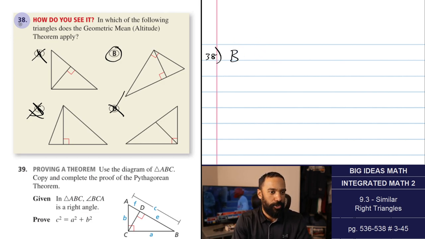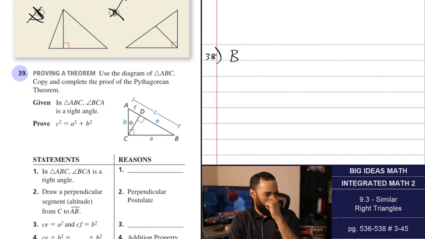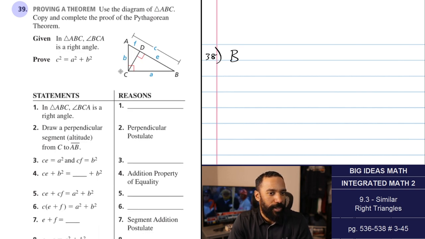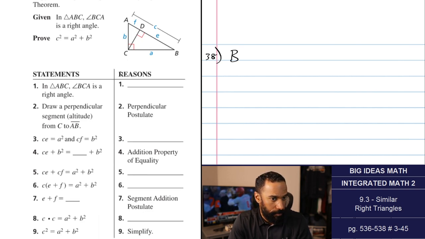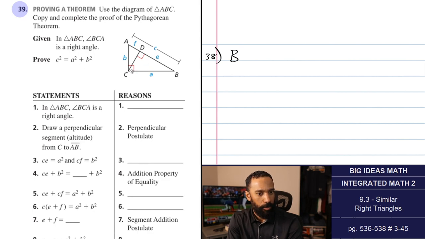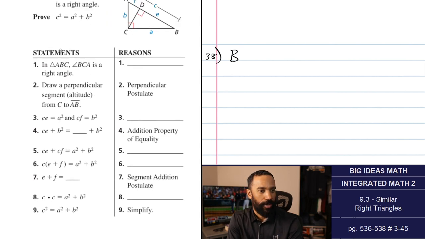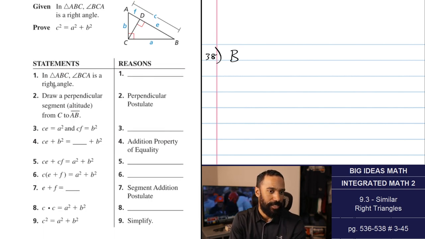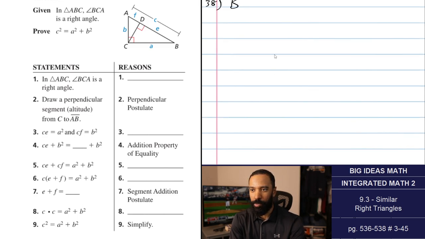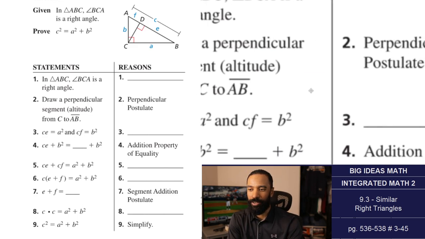Number 39. Oh, we've got to do a proof. Proving a theorem. Use the diagram of triangle ABC. They have it kind of pre-made, though. Copy and complete the proof of the Pythagorean theorem. Oh, we're proving a squared plus b squared equals c squared in this setup with a right angle BCA. Is the right angle triangle ABC? Okay, let me get the statements and reasons out and play with the diagram. At least they have the statements for the most part taken care of, because I don't know if I would know what to do.